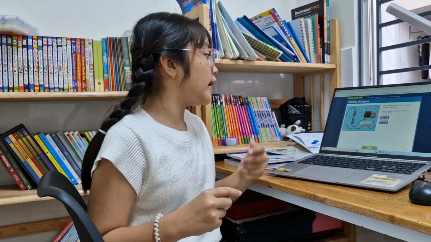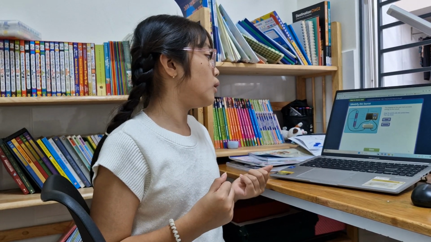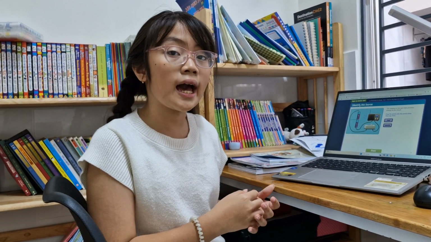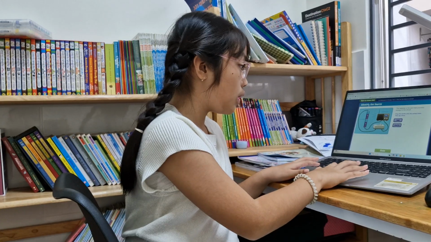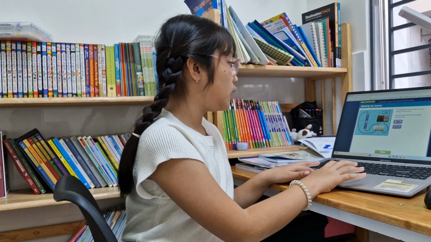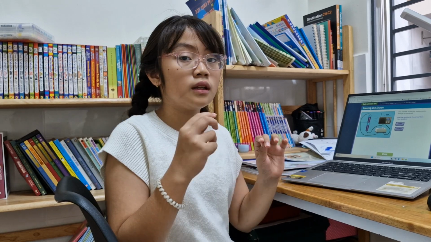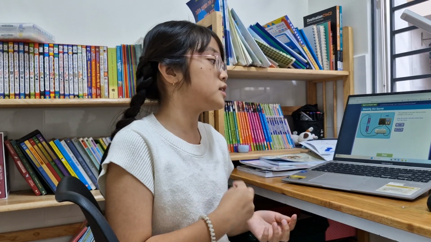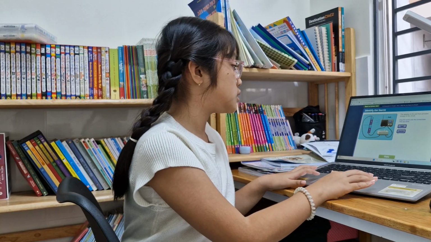Now, here we have another circuit. The radio provides sound and uses electricity, so it would be the load. The battery is the one that provides electricity for the radio, so it will be the source.